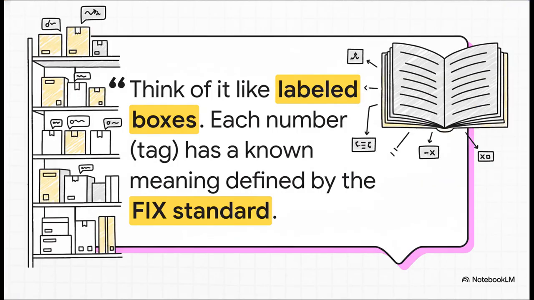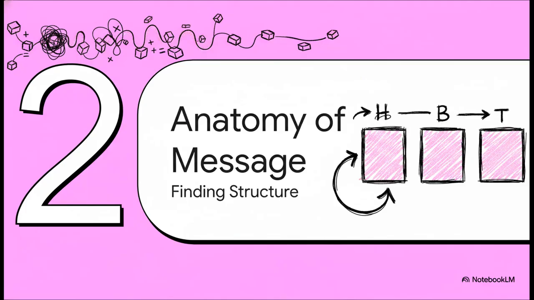Here's a great way to think about it. Imagine a shelf full of labeled boxes. Each tag, each number, is just a label telling you exactly what's inside the box. And the FIX standard? That's just the dictionary that tells you what every single label means. It's that simple, really.